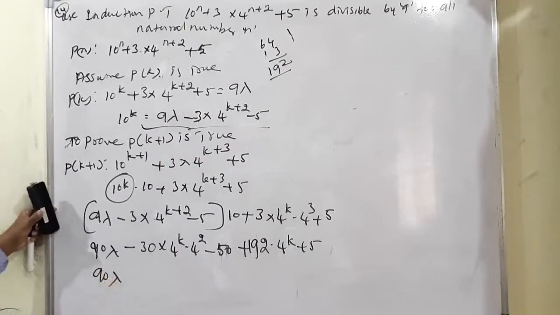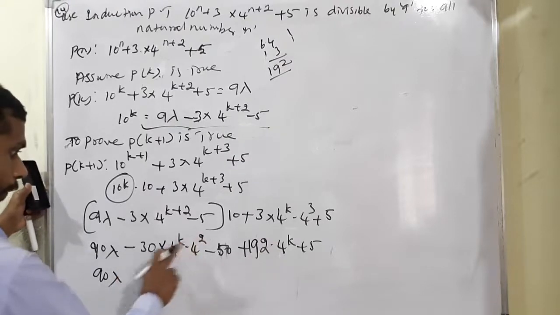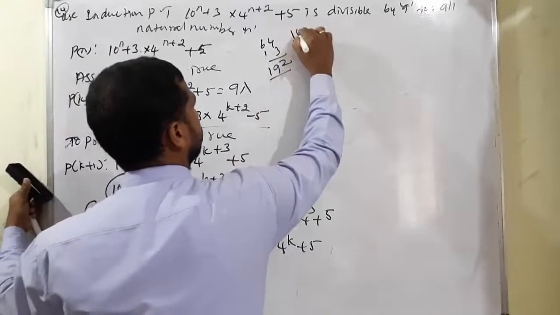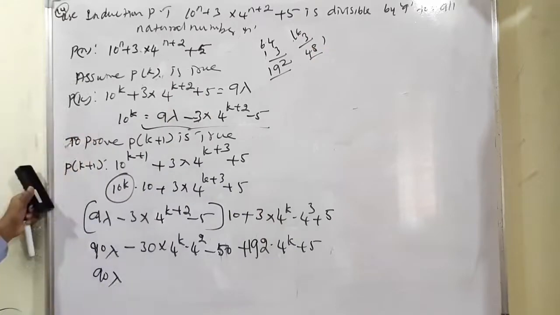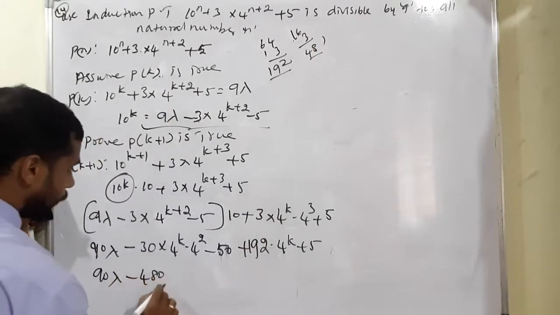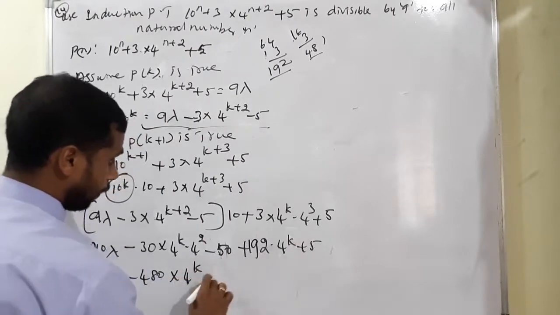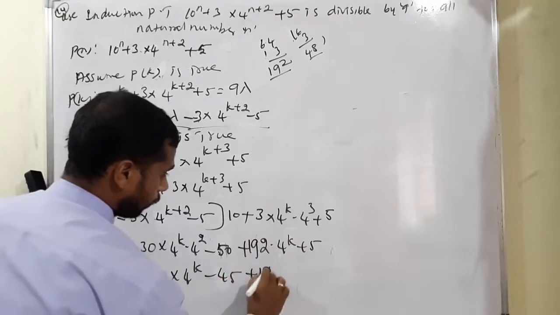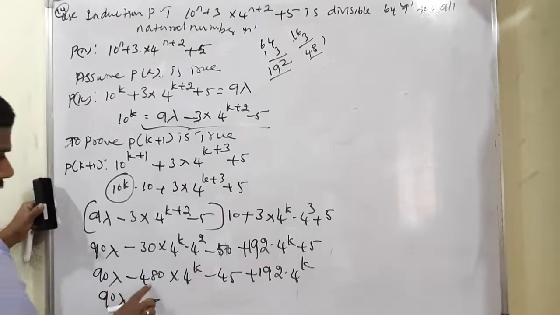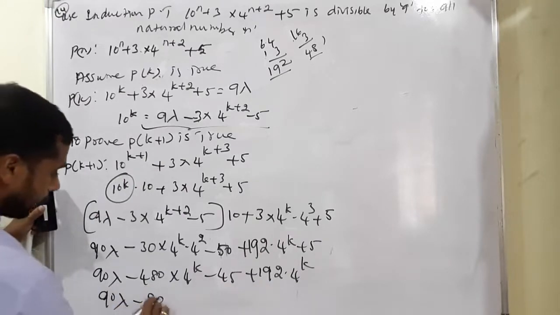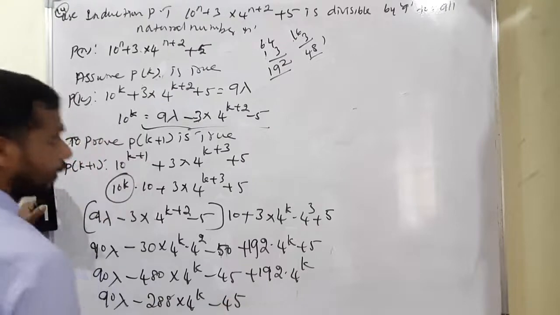Again 90λ, then 4 squared means 16 into 30: 3 6s are 18, 1 3 is 3, 3 plus 1 is 4, 480, isn't it? So minus 480 into 4^k, minus 50 plus 5, so minus 45, and another one plus 192 into 4^k. Then 90λ minus 480 plus 192, minus 288 into 4^k, constant minus 45.